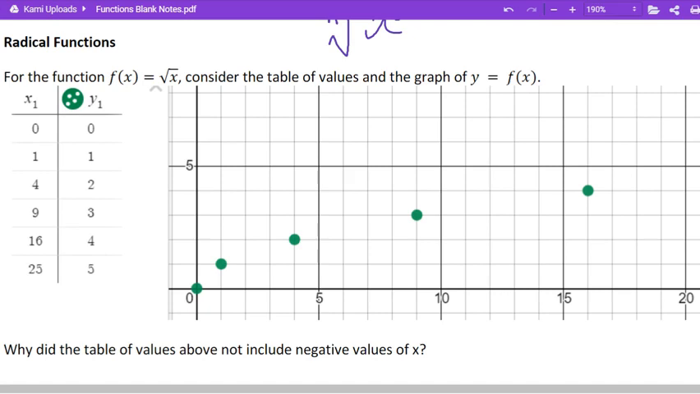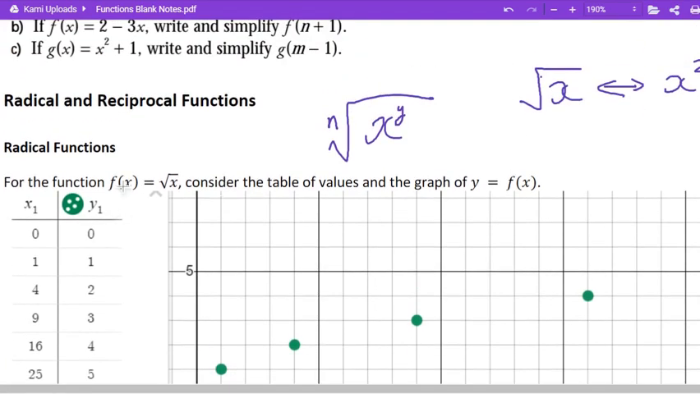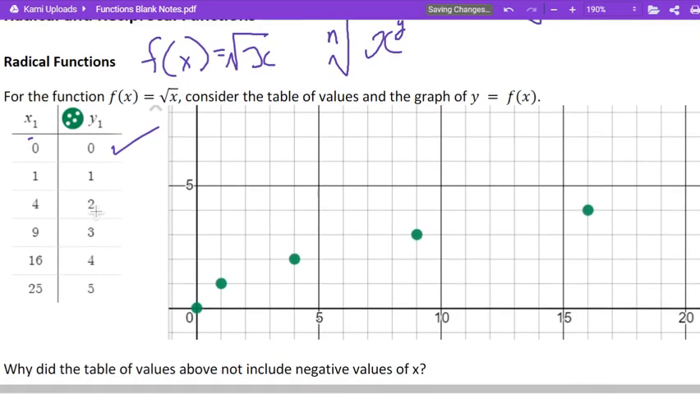Okay. So if a radical function is written as f of x equals the square root of x, let's put some inputs in. So when the input is 0, what's the square root of 0? 0. When the input is 1, what's the square root of 1? When the input is 4, what's the square root of 4? 2. 9, square root of 9, 3, square root of 16, 4.